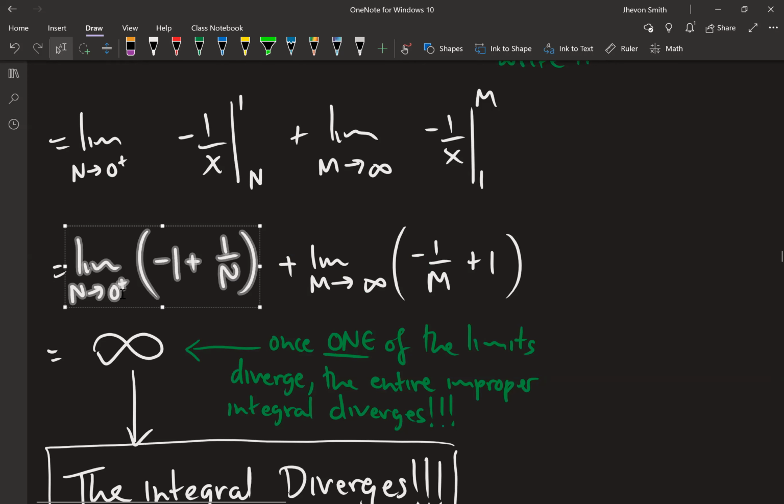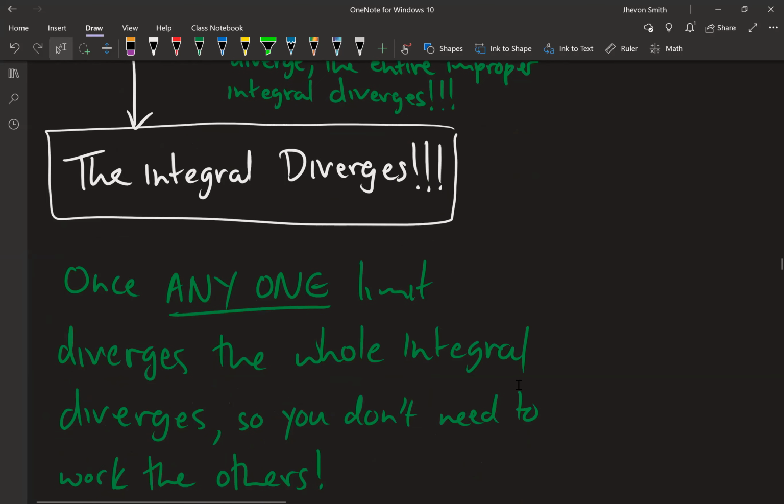So you only need to care about the guys that are divergent, if anything. They all need to converge, and when all the limits that you had to break it up into converge, you add up the answers together. That is the number that the overall integral converges to. If any one of the limits mess up, then the integral diverges.